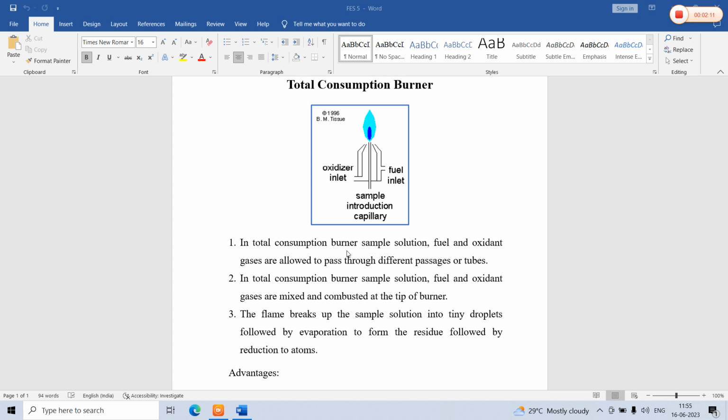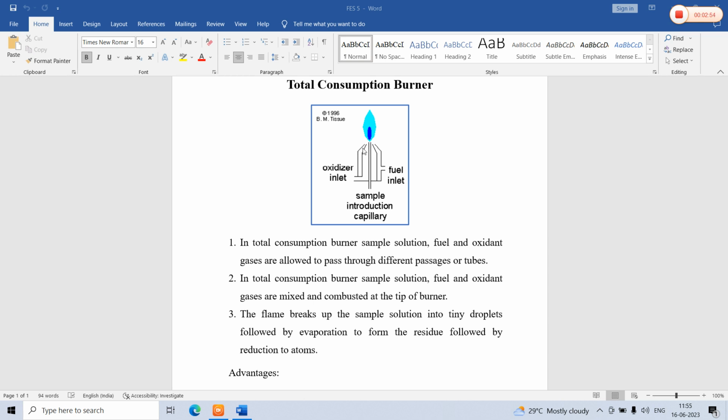In the total consumption burner, sample solution, fuel and oxidant gases are allowed to pass through different passages or tubes. So according to this first point, there are three tubes where sample solution, fuel and oxidant gases are allowed to pass into the burner, towards the flame. The second point: in the total consumption burner, sample solution, fuel and oxidant gases are mixed and combusted at the tip of the burner. Now this is the tip of the burner, and at this point sample solution, fuel and oxidant gases are mixed.